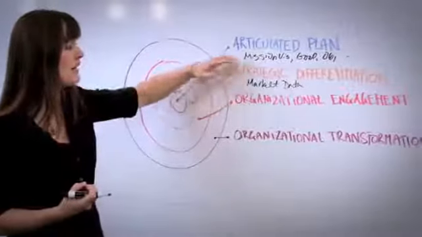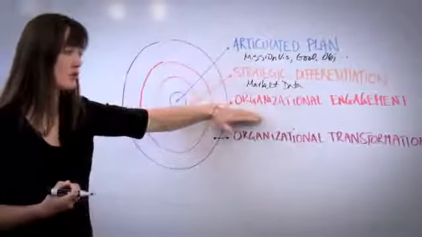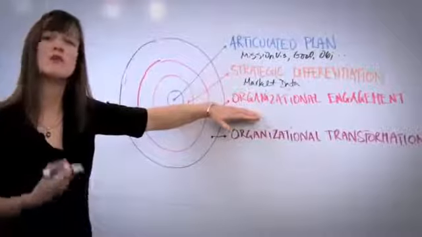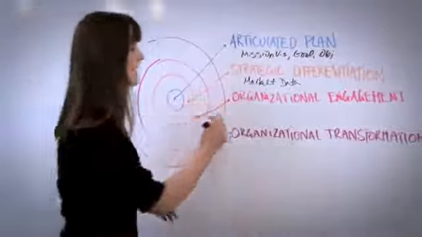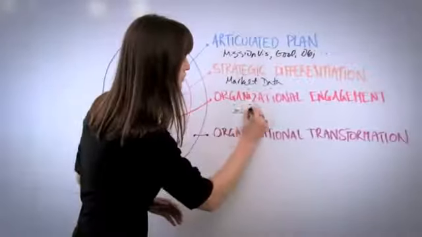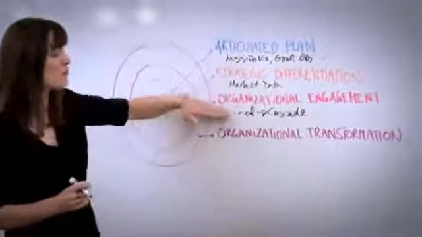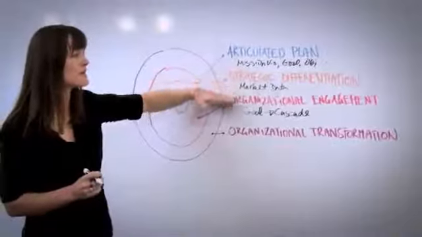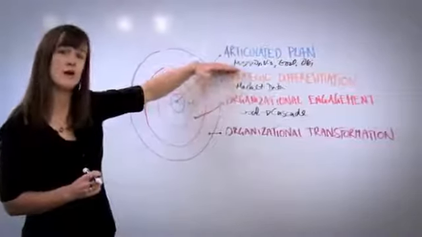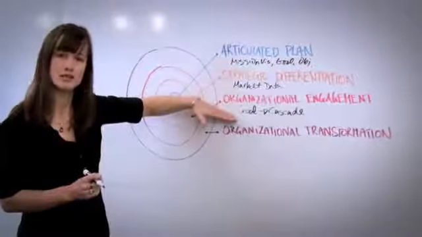Okay, so a plan that's strategic that also drives organizational engagement. How do we drive organizational engagement? We cascade goals. And cascaded goals mean that everybody in the organization knows what their piece of the strategy and the plan are. That drives organizational engagement.